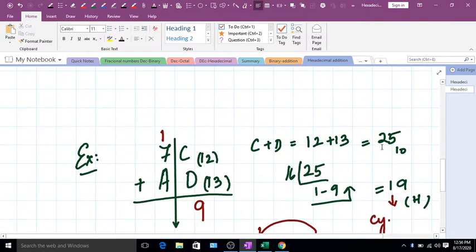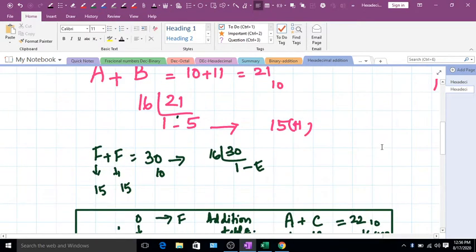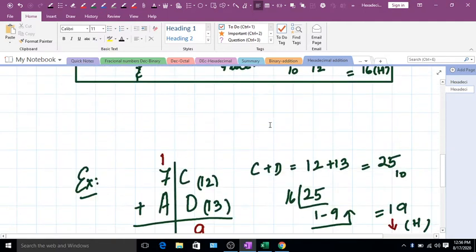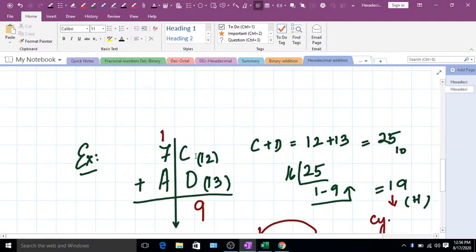Another example, till now I have shown you how to add single digits. Suppose I take this number, something like 7C plus AD. So divide this into two halves. Add the least significant digit first, then this. C plus D. C is 12, D is 13. So it is 25. And 25 is 19 in hex. So you will write 9 here and a carry here.